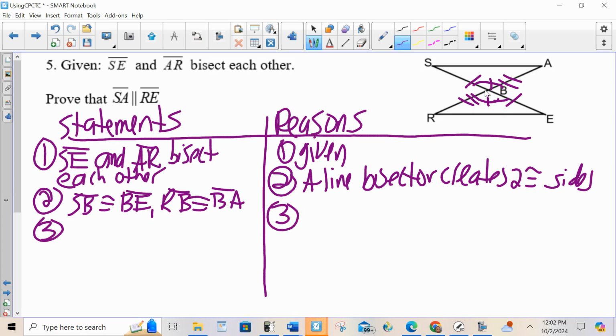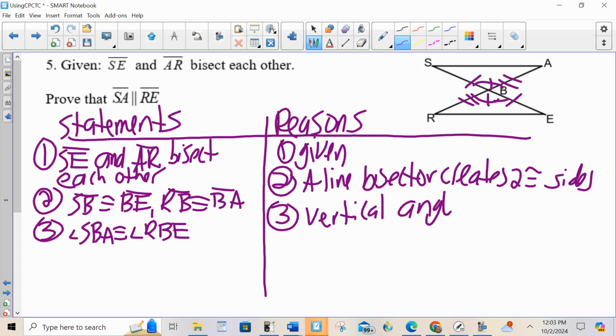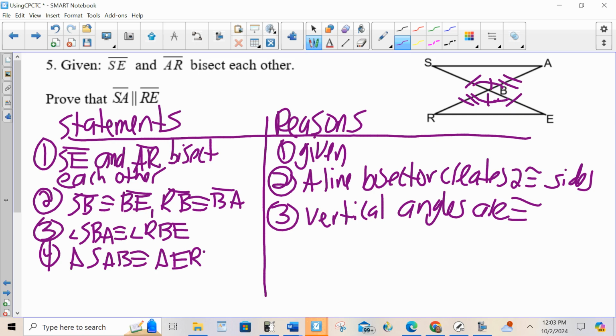Additional tools, vertical angles. Angle SBA is congruent to angle RBE. Vertical angles are congruent. Now that I have 3 things congruent, I can state that triangle SAB is congruent to triangle ERB, and I've got SAS. So now we pause. The triangles are congruent. Let's pause. Let's talk about parallel.